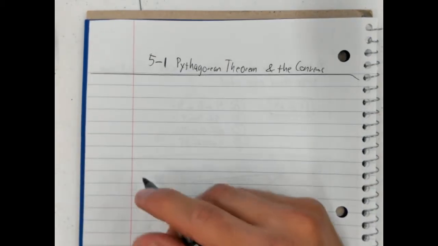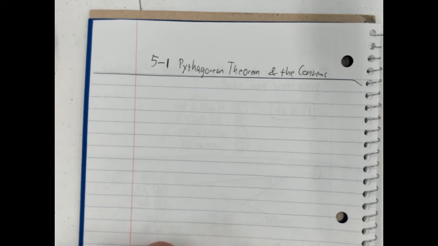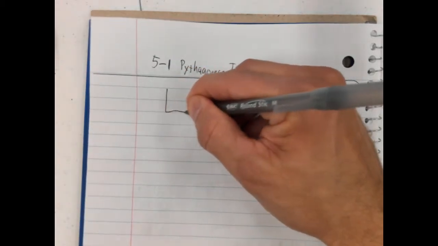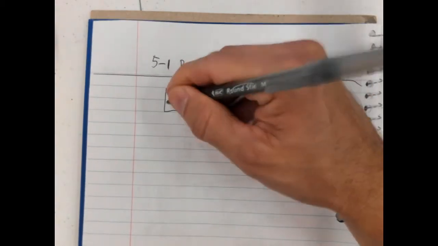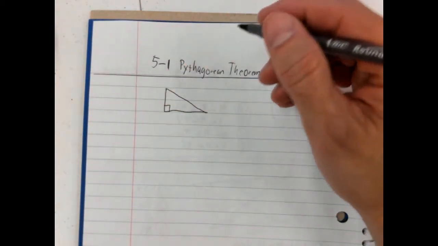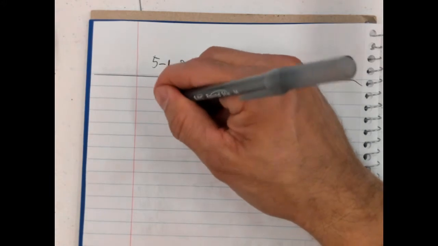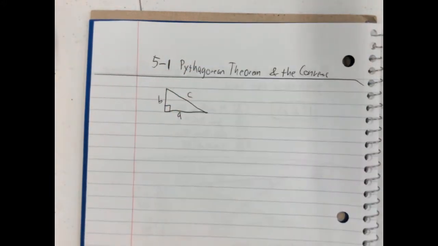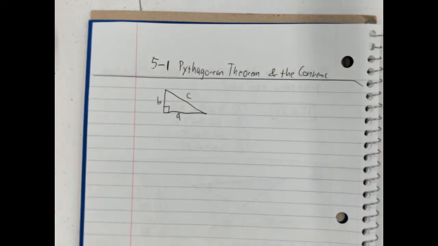Alright, so anyway. Pythagorean Theorem, I assume most of you have already seen this before, and you know it deals with right triangles, and what it tells us is that if we're given a right triangle and we're given two of the three sides, we can find that third side, okay? But it has to be a right triangle for that to work.